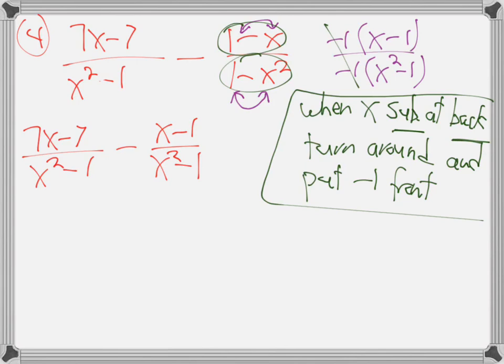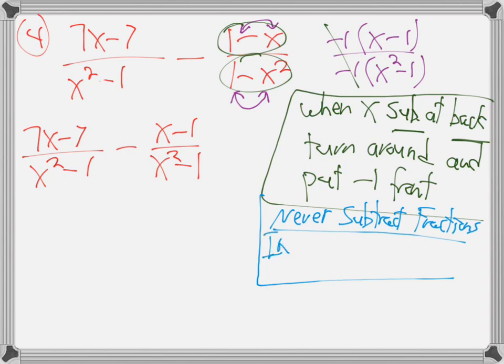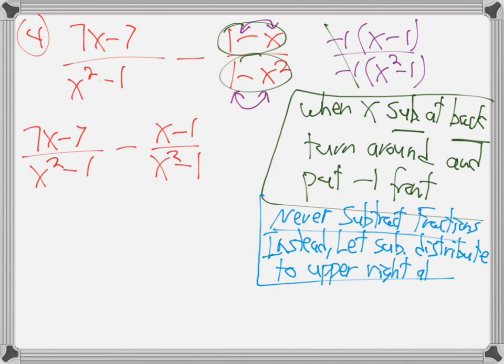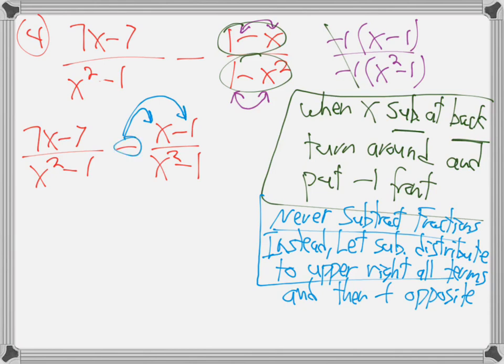Now, I gave you one other important rule here. This one has a lot of tricks to it. What did we learn about subtraction? I said never subtract fractions. Instead, let the subtraction distribute to the upper right, all terms, and then add the opposite. So that minus is going to go boom and boom, right? So you never leave a subtraction in the middle of fractions. It's just really easy to mess up. Instead, you add the opposite. So it's going to become plus, and I'm going to make minus x plus 1.